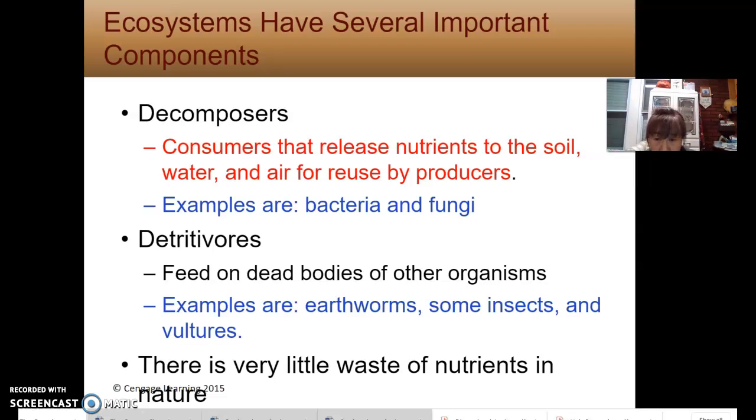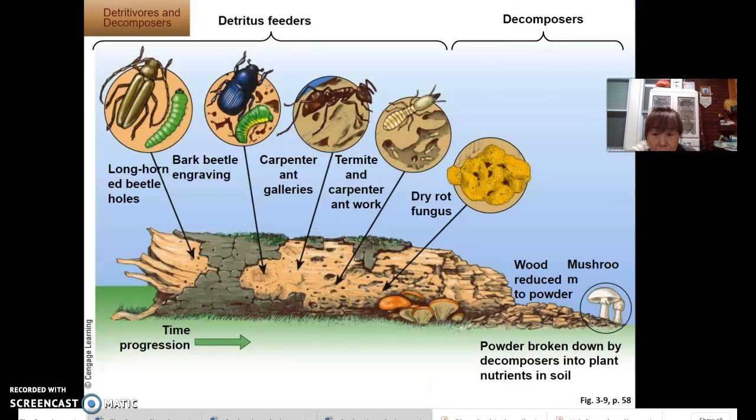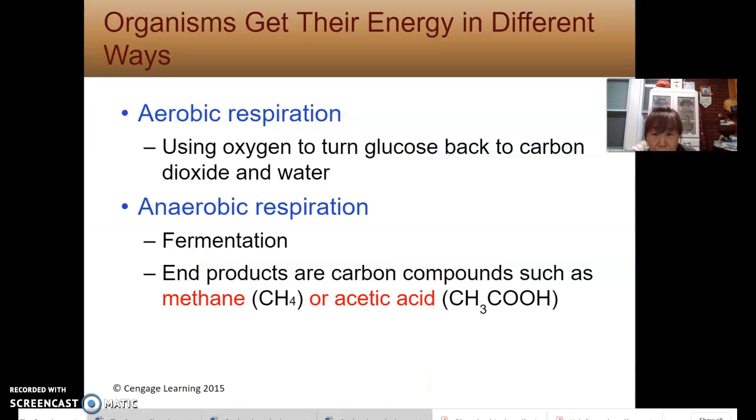So earthworms are detritivores, actually not decomposers. But many of you, in your nature observation lab, mentioned earthworms are decomposers. So accurately speaking, they are detritivores. There is very little waste of nutrients in nature. So nature handles them very well. So decomposers, detritivores. This is another picture to show this.